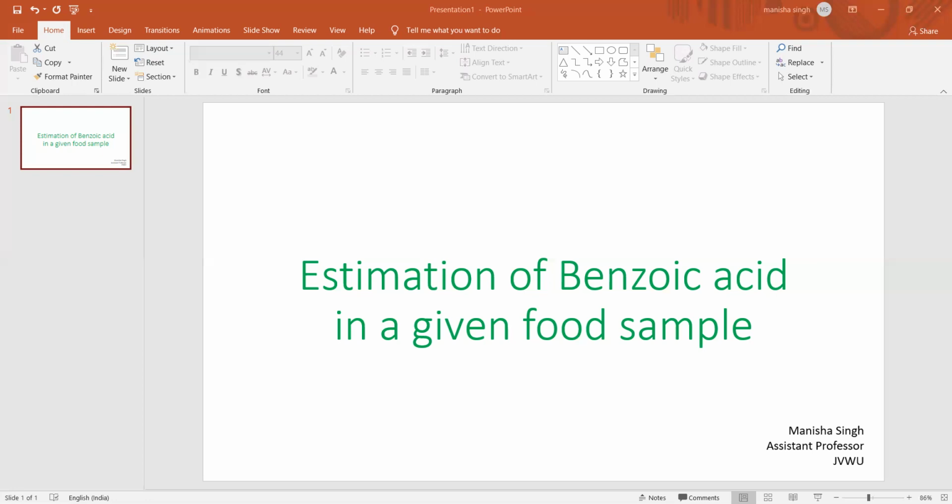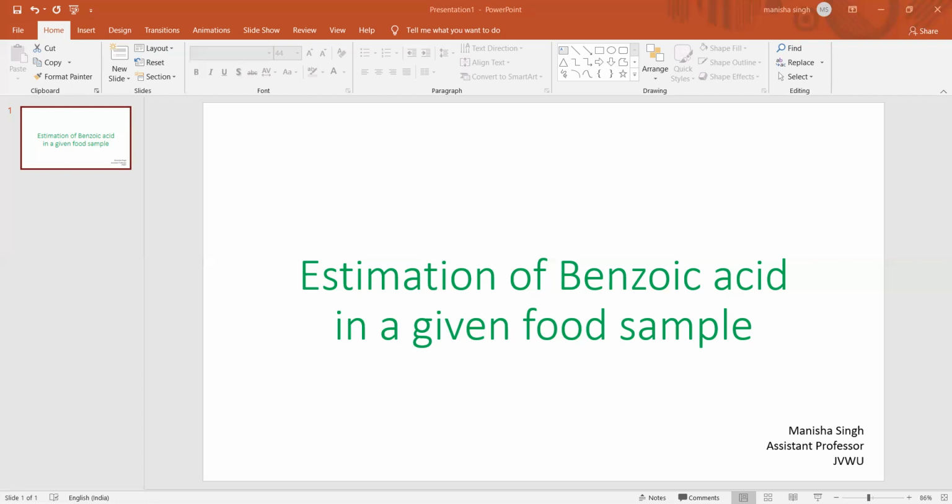Now we will study the quantitative methods. We will estimate this by the titrimetric method. The principle is that benzoic acid is separated from a known quantity of the sample by saturating with sodium chloride, then acidifying with dilute hydrochloric acid and extracting with chloroform. The chloroform layer is made mineral acid free and the solvent is removed by evaporation.